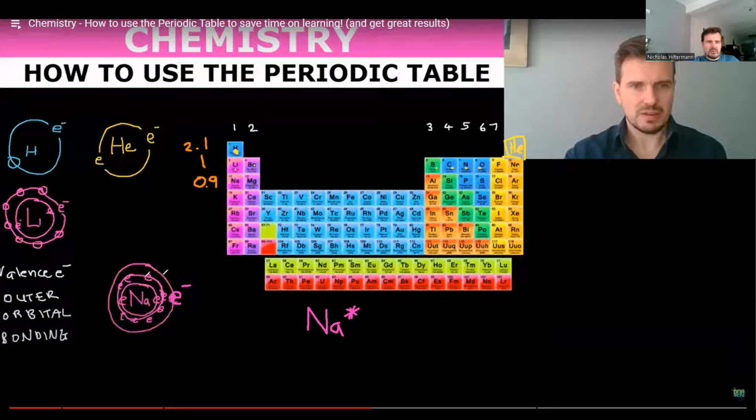So when we talk about the number of electrons, we've got 10 inside this yellow area here, and we've got that one on the outside. That one is the valence electron, and that's the one that can bond with other electrons.